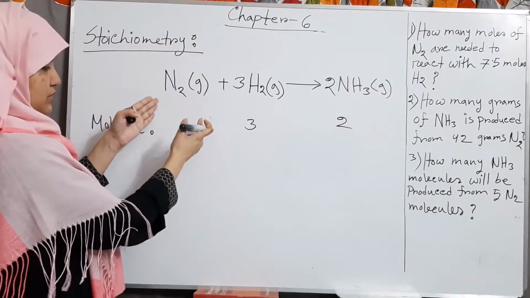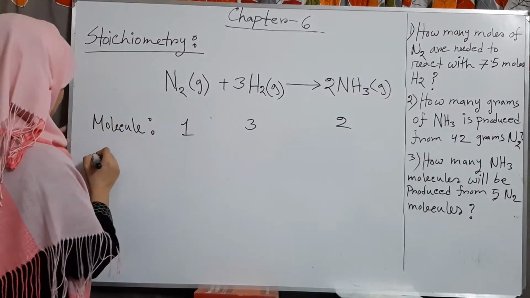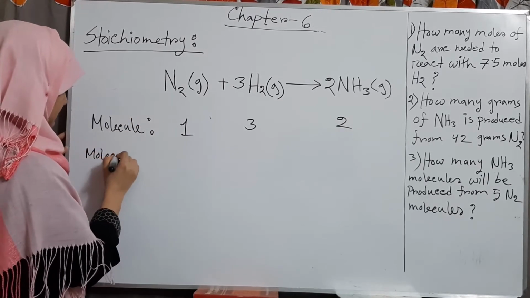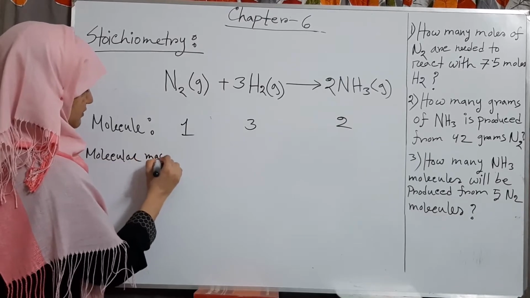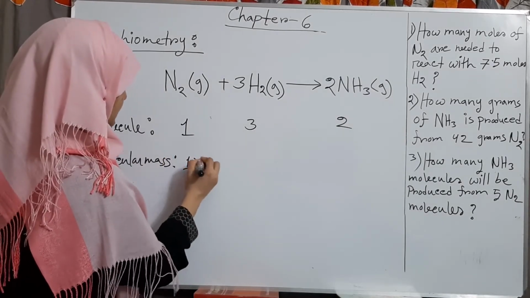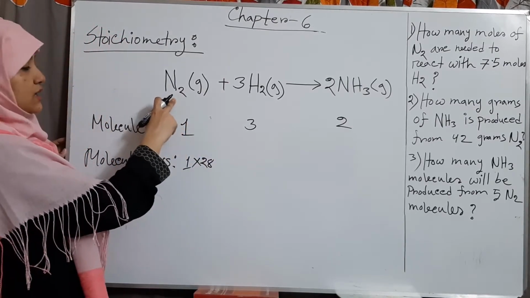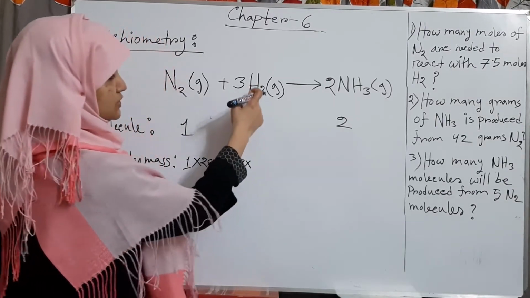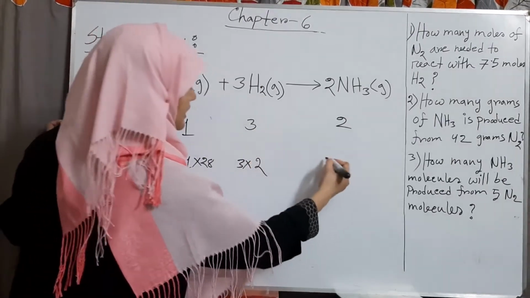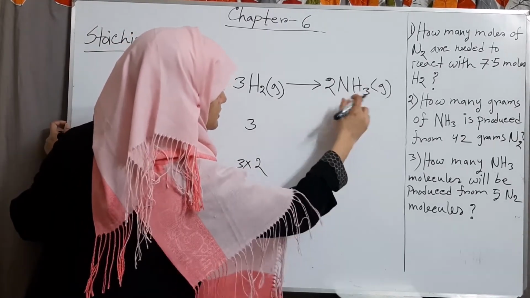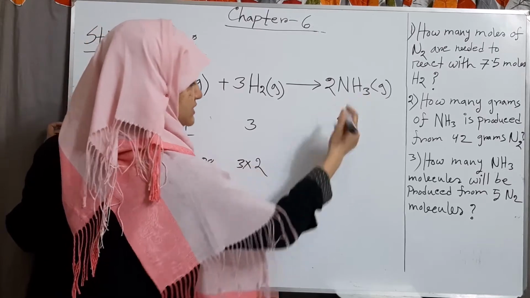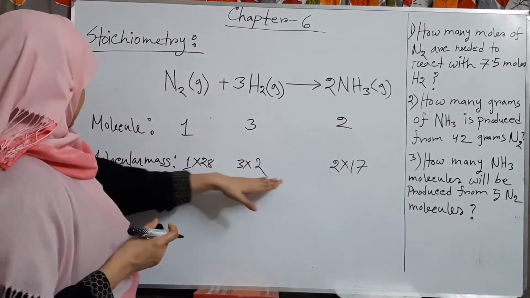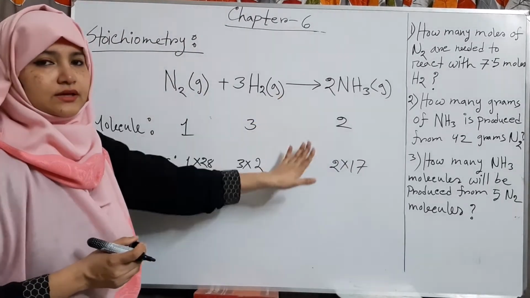And we know from the molecular formula the molecular mass will be 1:28. 28 is the molecular mass of the nitrogen molecule, and this will be 3:2, and the molecular mass of ammonia is 17. That means 2:17. These are the molecular masses of the corresponding molecules.